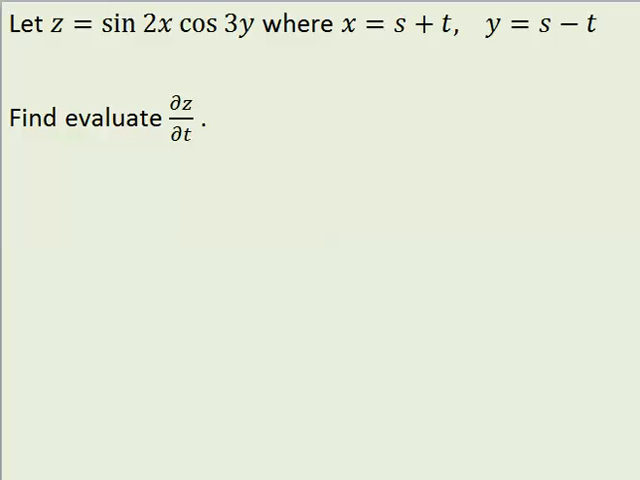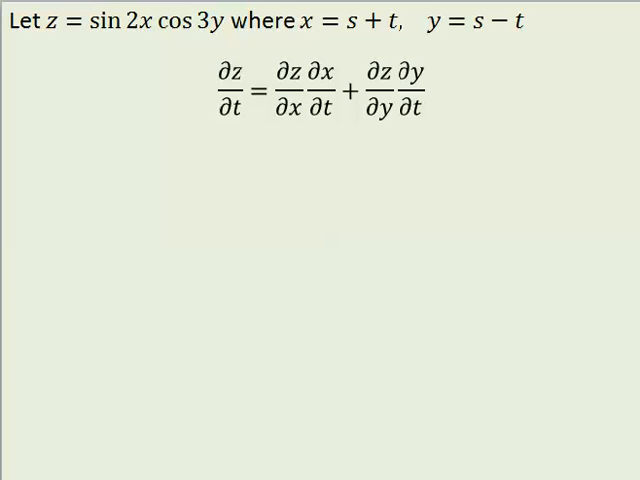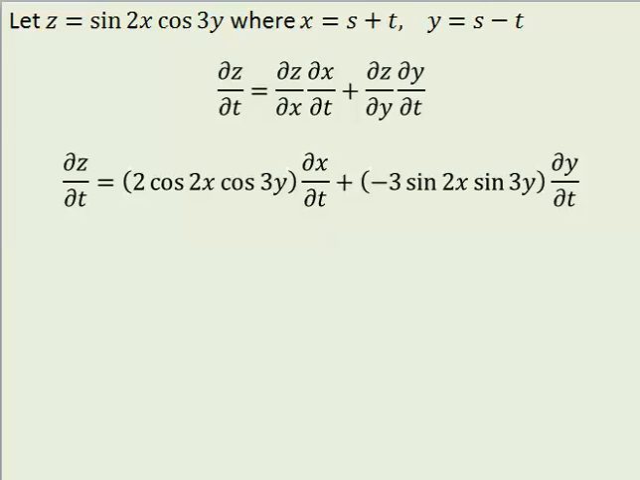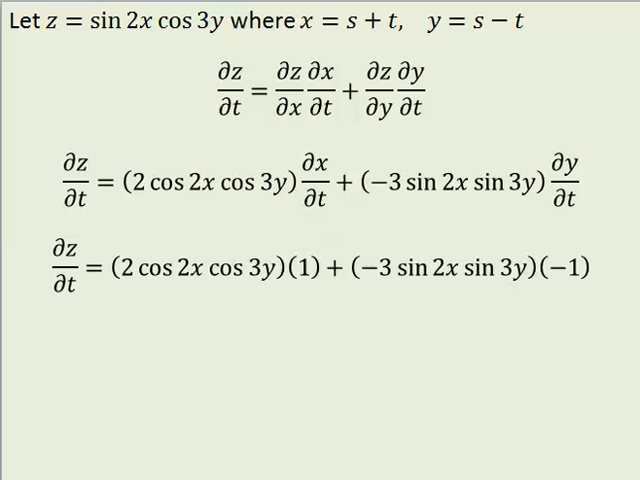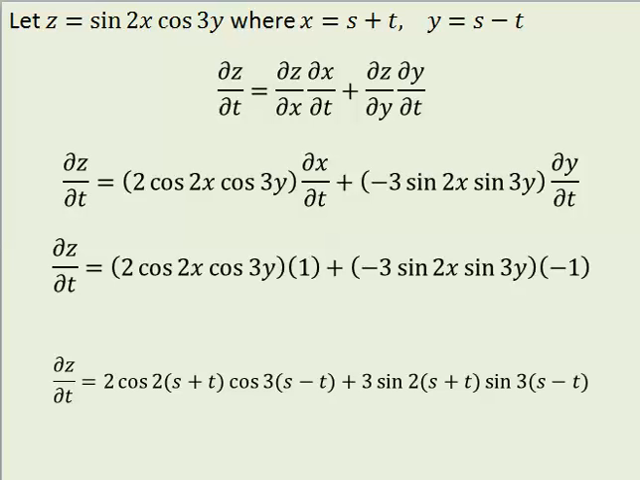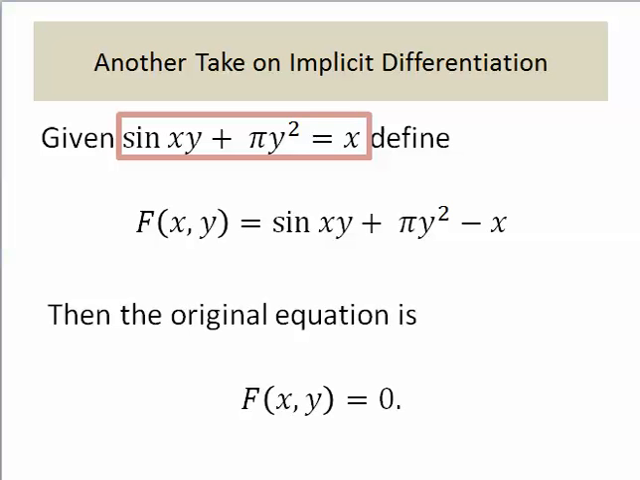Let's evaluate z partial t for this function and parameterization. We set up the partial of z with respect to t. Find z partial x, z partial y. Find x partial t, y partial t. Then we insert the expressions given for x and y and simplify.